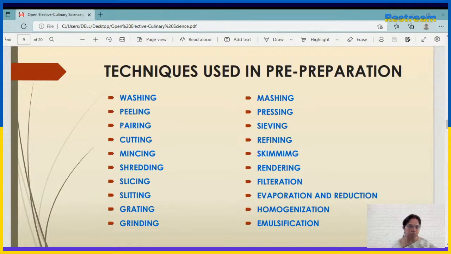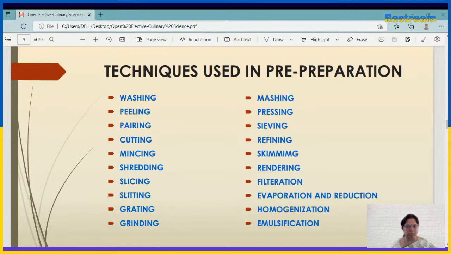Then cutting into small pieces. Then mincing, if required, especially mutton or onion. Then shredding, into very small pieces, for example cabbage and coconut. Slicing, cutting into thin pieces, but not as fine as shredding. Then slitting, for example green chilies: you just cut them in the middle and slit them.